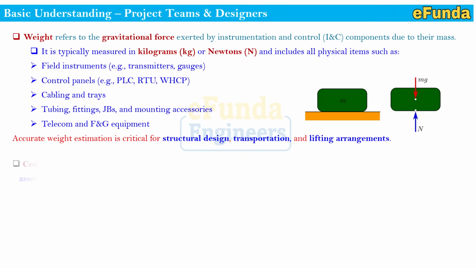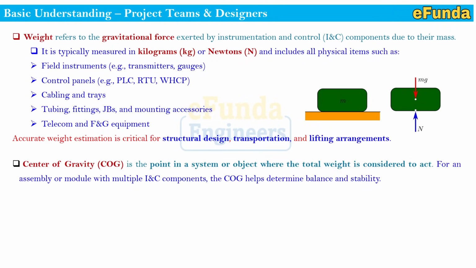Now center of gravity, that is COG, is the point in a system or object where the total weight is considered to act. For an assembly or a module with multiple I&C components, the COG helps to determine balance and the stability of the structure. In simple terms, COG is the balance point of all combined weights in the system.